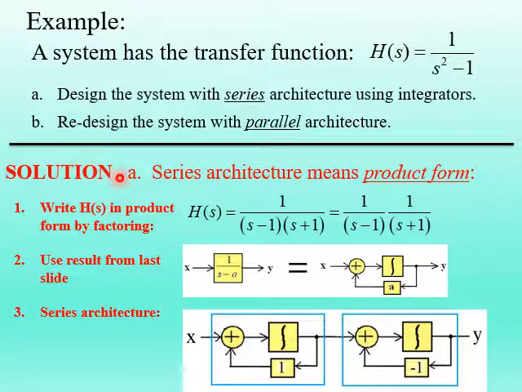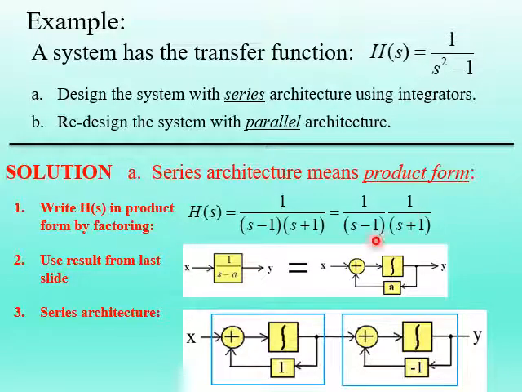So for the part A solution, remember that the series architecture means we need to put the transfer function into product form. So the way we do this is we're going to take H(s), given up here, and we're going to factor it. You can notice this is the difference of squares, s squared minus 1 factors to s minus 1 times s plus 1. And we're going to write this transfer function as a product of two terms here. You see I've split the two terms and they're multiplied together.